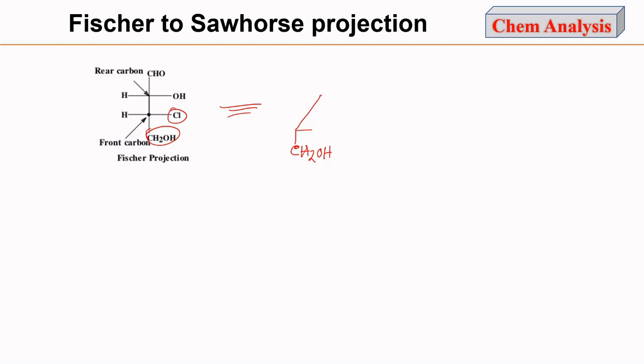So in the Sawhorse projection formula, Cl will be on the right side and hydrogen is on the left side. And in the back carbon we can see that the CHO group is vertical top, so it will be below the plane, and on the right side there is an OH group and on the left side there is a hydrogen atom. So it is very easy to convert a Fischer projection to a Sawhorse or vice versa.